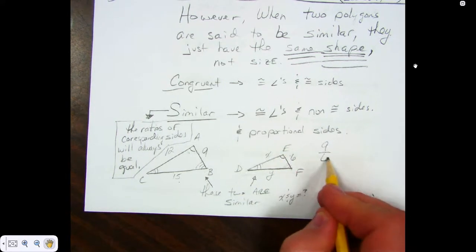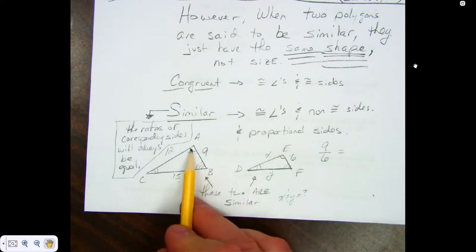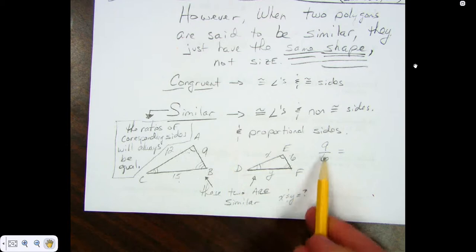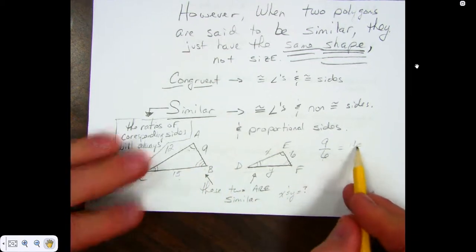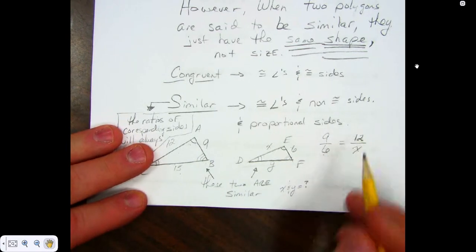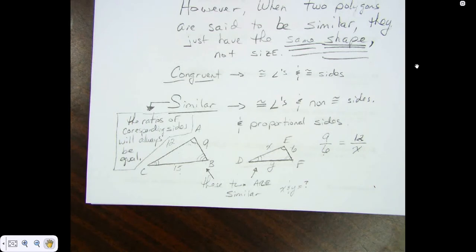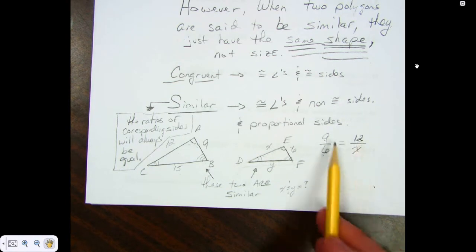So I know that 9 over 6 would equal the same ratio of this one. So I went with the bigger over the smaller, right? So let's start with 12 over x. It doesn't matter what order we do it in either. We could do 6 over 9 equals x over 12, but you could not do 6 over 9 equals 12 over x. Keep it the same. If you're putting your big triangle on top, the ratio on the other side needs to have the big triangle on top. This ratio has to be the same.